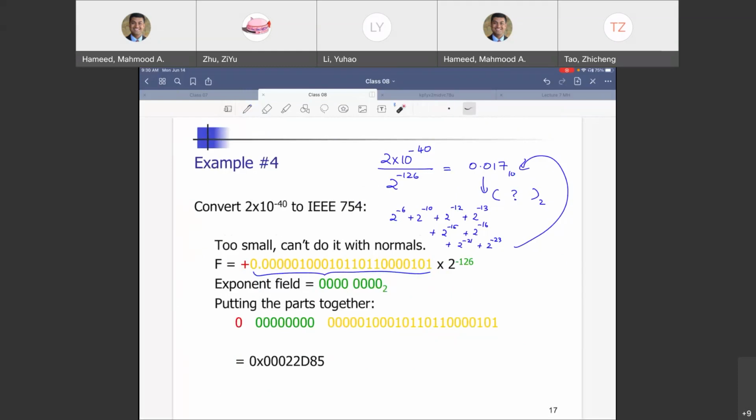So that would be your denormalized representation. Positive, the exponent field has to be a 0. That's how we are identifying that it is a denormal. And then followed by all the fraction bits, all of these over here.